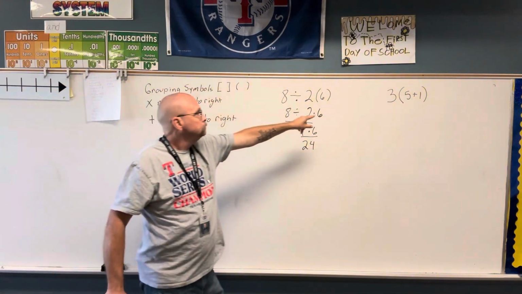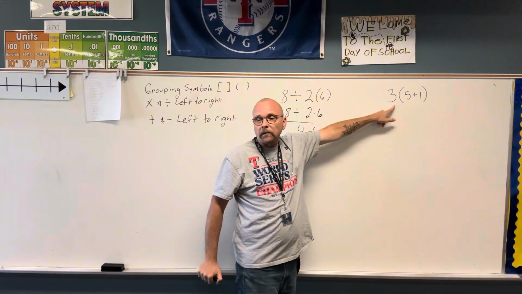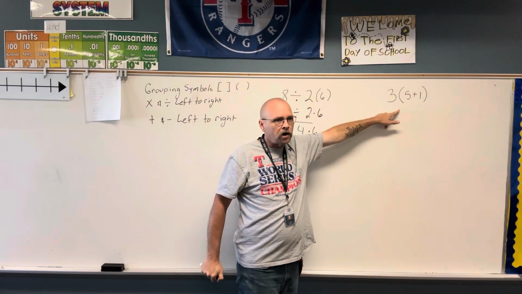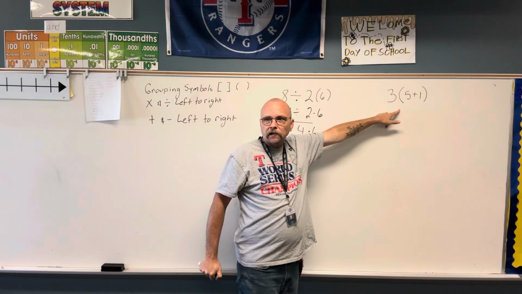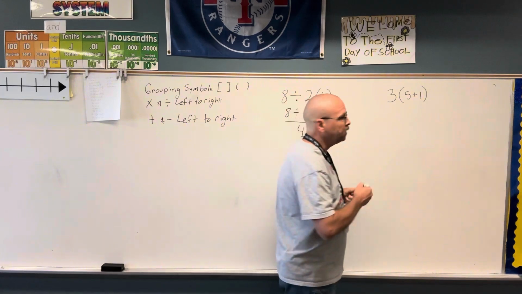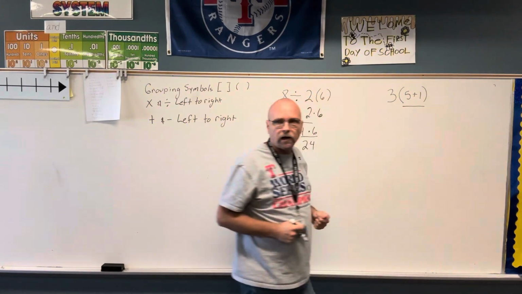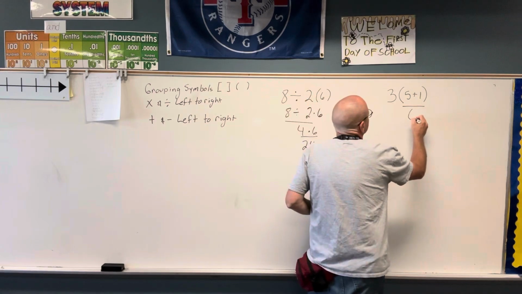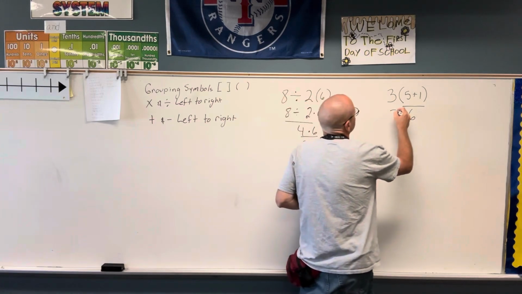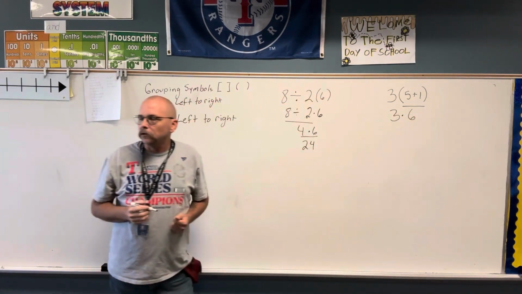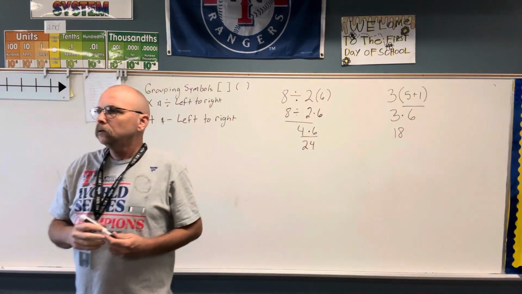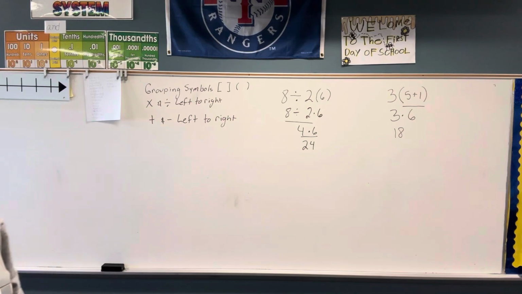Now this problem, does it have a problem in grouping symbols? Yes. So where do we start? In the grouping symbol. In the grouping symbol is what? Six. Now this number right next to the parentheses, what does that mean? Times. So we have 3 times 6, which is going to equal 18. Okay? So that's going to equal 18.